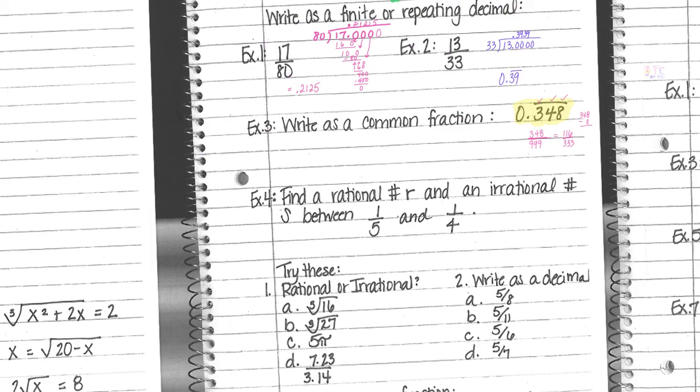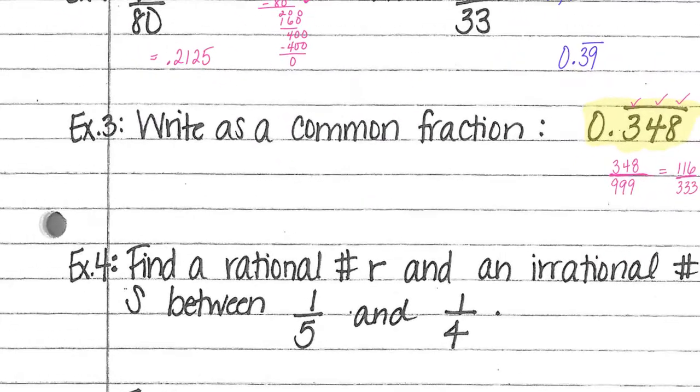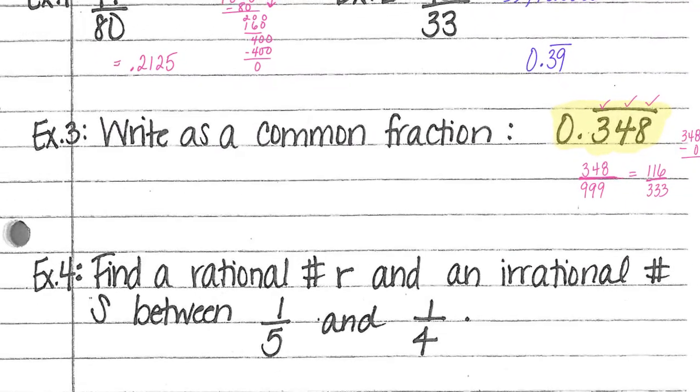So let's go ahead and look at example 4. Example 4 says find a rational number r and an irrational number s between 1/5 and 1/4. So I know that 1/5 is what number? Good. I know this is approximately 0.2 or 0.20. And I know that 1/4 is 0.25. So wouldn't the easiest thing to do be to find a number between these two numbers? So 0.21 would work, 0.22 would work.